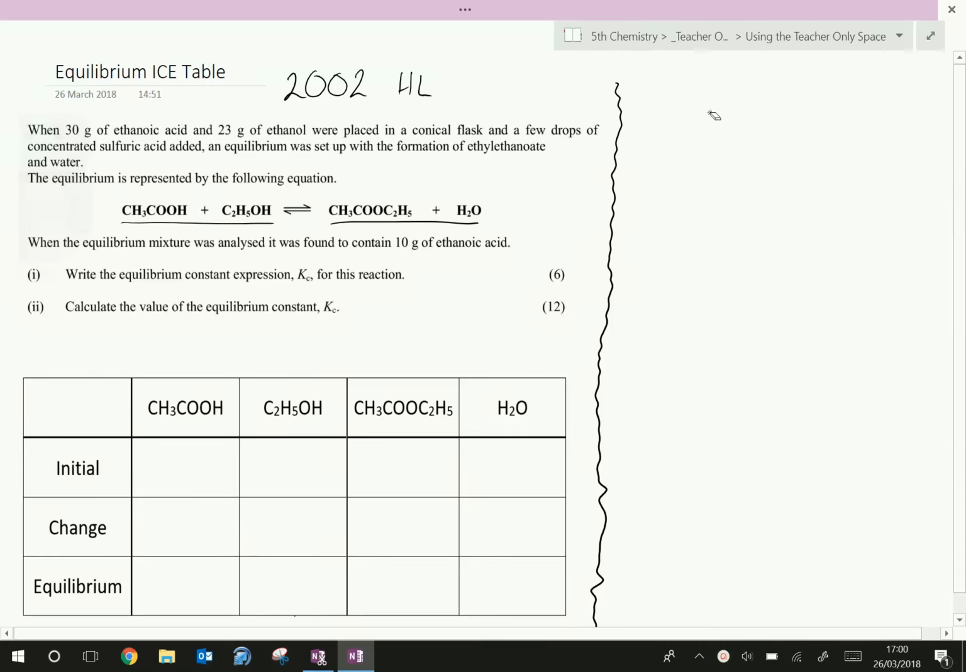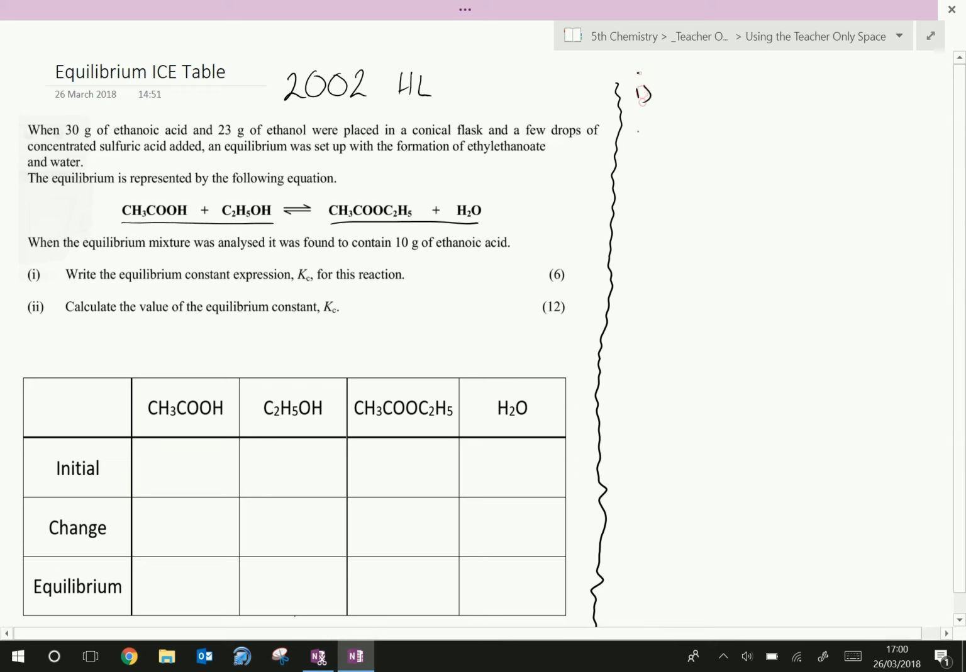In this question we're told when 30 grams of ethanoic acid and 23 grams of ethanol were placed in a conical flask and a few drops of concentrated sulfuric acid were added, an equilibrium was set up with the formation of ethyl ethanoate and water. The equilibrium is represented by the following equation. When the equilibrium mixture was analysed, it was found to contain 10 grams of ethanoic acid. Write the equilibrium constant expression, Kc, for this reaction.